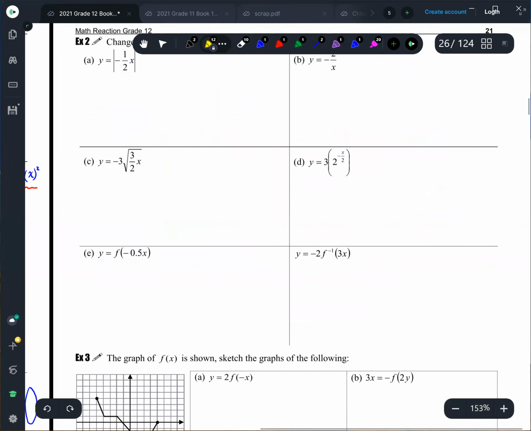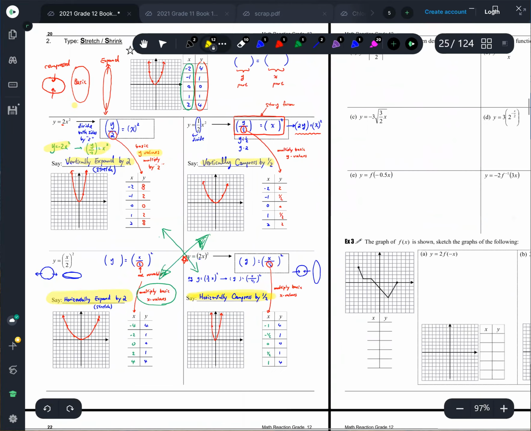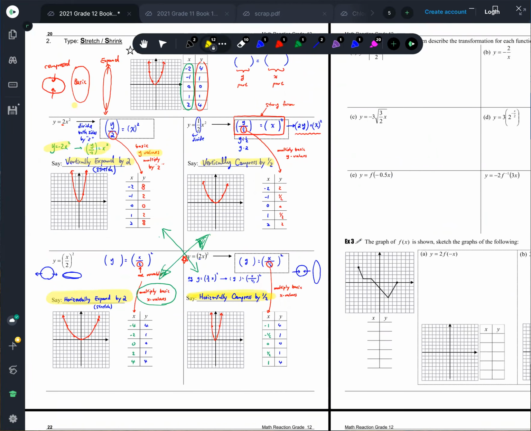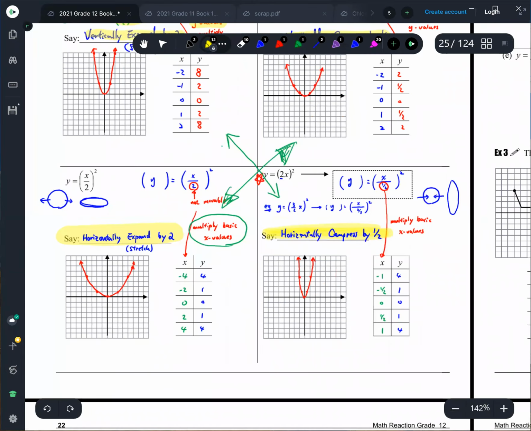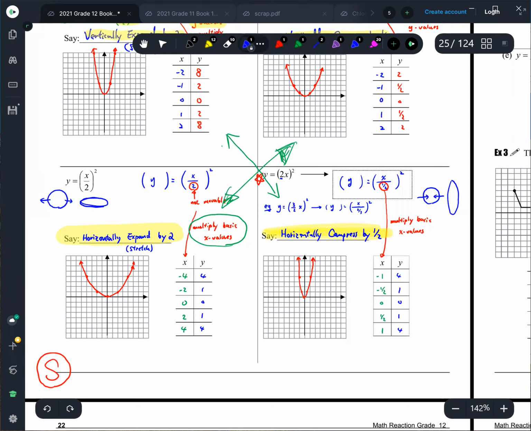Okay, so for the last page, page 20, right? We only have two rules for the stretching. So let's write it here at the bottom as well. For the S, our first rule is to identify whether it's vertical or horizontal.